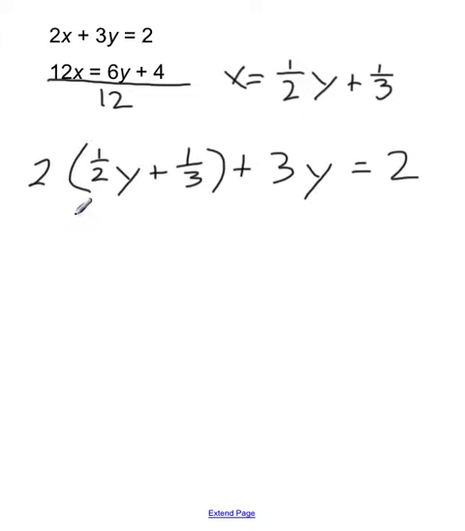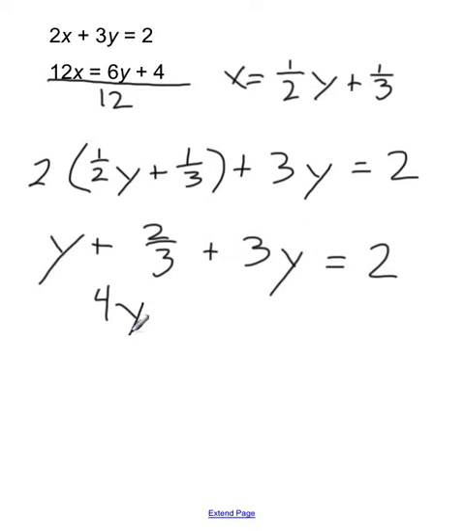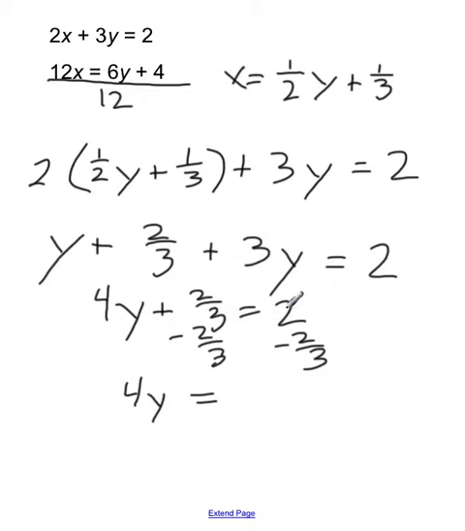I didn't forget this time. 2 times 1/2 is just 1y plus 2/3 plus 3y equals 2. Combine like terms, clean things up, I get 4y plus 2/3 equals 2. If I subtract 2/3 from both sides, I get 4y equals, this becomes 1 1/3, or if I want to keep it in fractions, 4/3. Divide by 4, divide by 4. Think about if you take 4/3 and you divide it into 4 equal parts, what do you get? 1/3. So y equals 1/3.